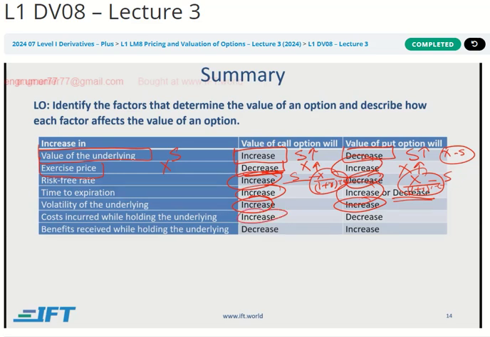Cost will increase the value of the call option because you are not having to pay for those costs, somebody else is holding the asset for you, and vice versa. It will decrease the value of a put option. The benefits will make the spot price go down, which is bad for the call option, and it is good for the put option. And that is it for this learning module.